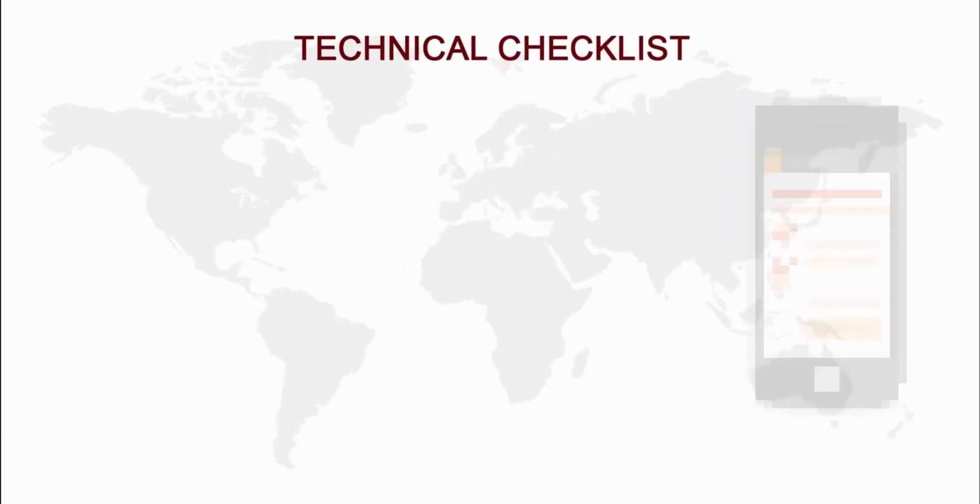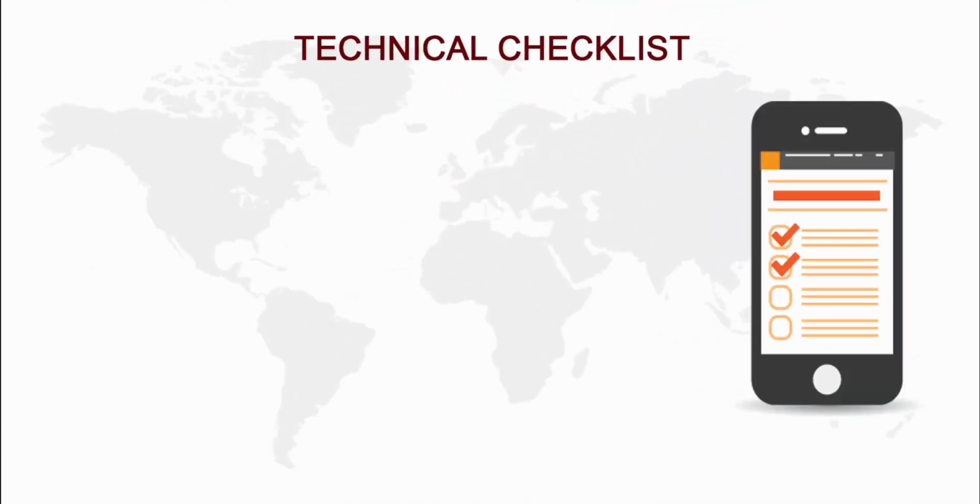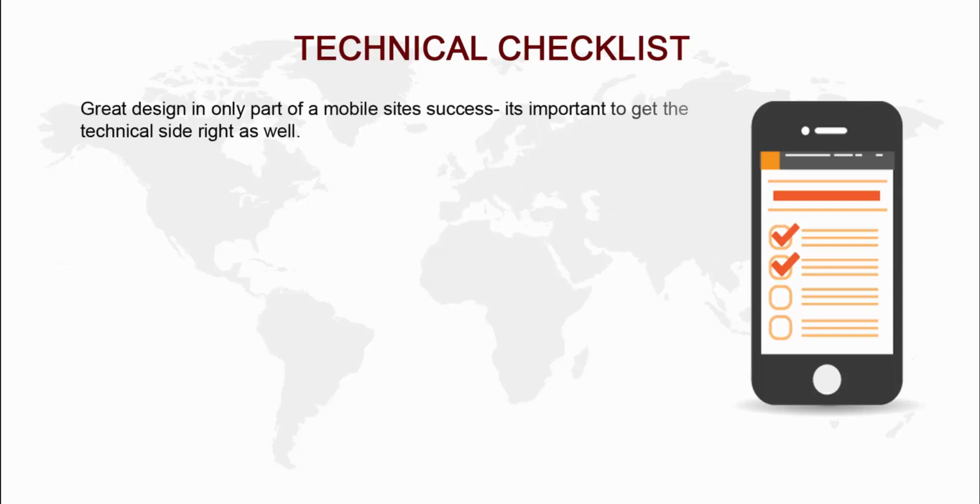Let's look at the technical checklist. A technical checklist in the case of a mobile application can be great only if it supports your mobile application to run in. Now, great design is only part of mobile site success. It's important to get the technical side right as well. Now there are a few tips which can be used.